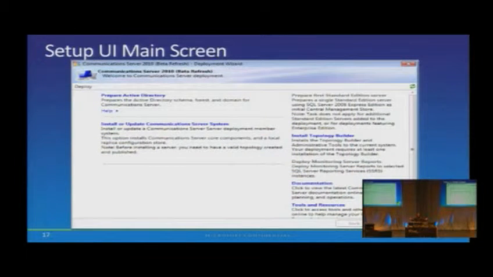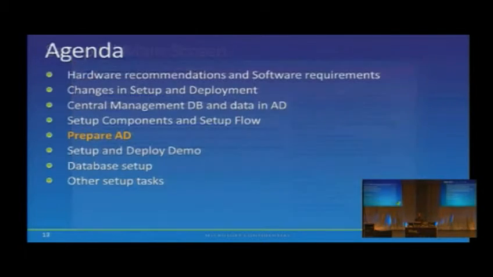So, main screen. We're not going to show you this in the demo because we've already extended the schema for Active Directory, ran the forest prep, and ran the domain prep, but you can see those options on the Prepare AD portion. You can also see that Prepare First Standard Edition server is grayed out. That's because in this instance, we have not yet prepared the AD schema, so we don't have the option to do that. But running Prepare First Standard Edition server allows us to just deploy a standard edition server with the appropriate roles on the specific server that we're running this document. If we're going to be deploying an enterprise server, we want to publish a topology. In that case, we'll need a SQL database to house that topology and other portions.